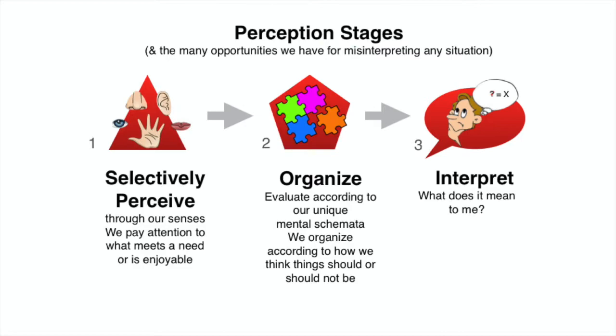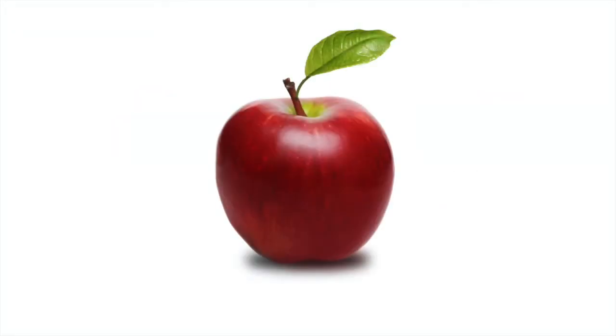What did we notice? How did we organize that based on our experiences? How do we commit it to memory? And then we have to reconstruct it every time, right? So what do you see? An apple, or what are some adjectives that come to mind?